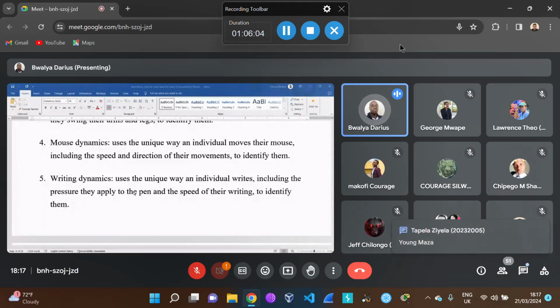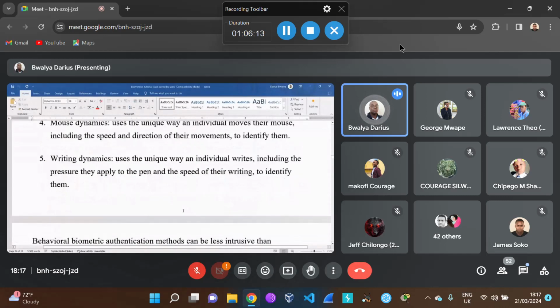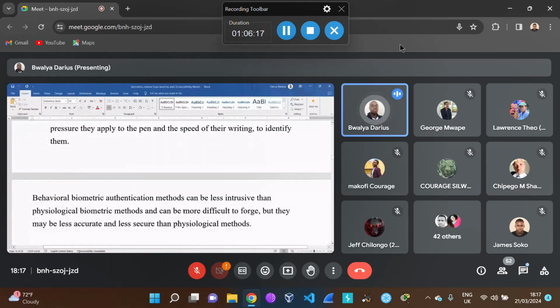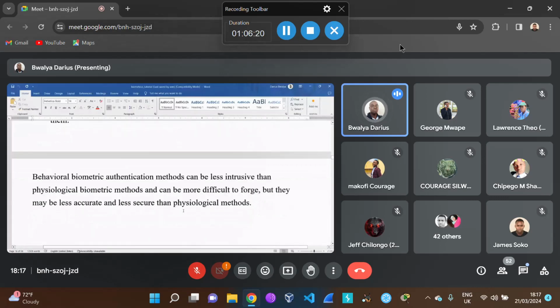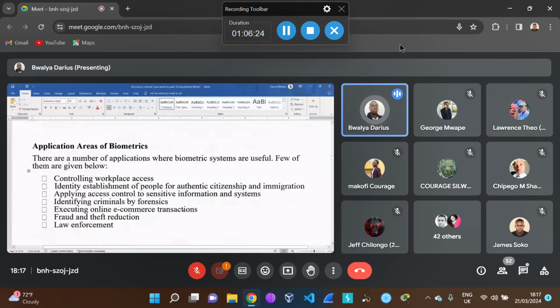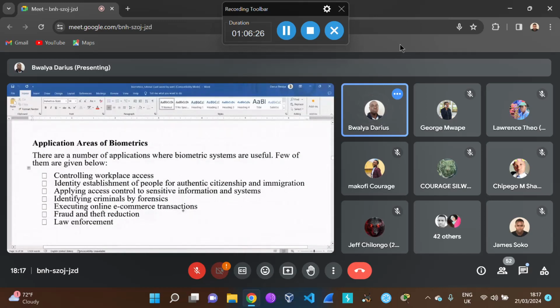It's rough. So they are somewhat weaker. Although they are less intrusive, where people can be comfortable with them, they are weaker ways of authentication or identification. So now let's look at application areas of biometrics.